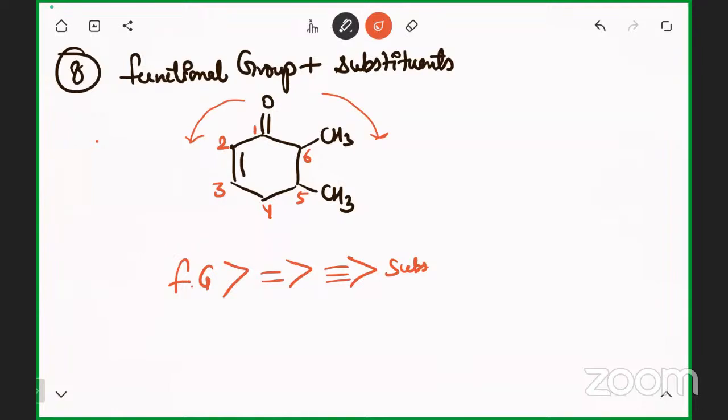Then we'll do the numbering in such a way that at the last we go to the substituent. So how will I do the naming? Just look at that. First, you'll write the name of the substituent. On the 5th and 6th position, we have two methyl groups.